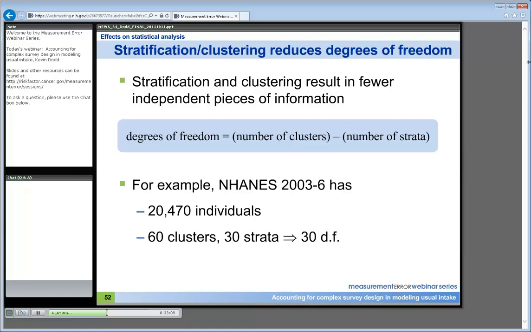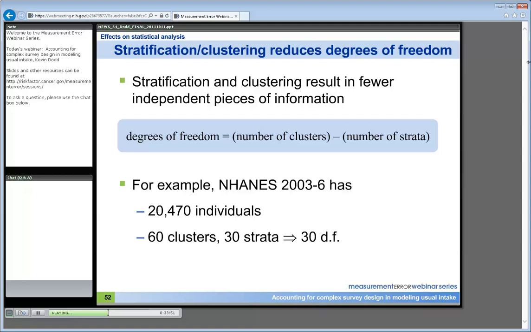The 4-year cycle of the NHANES survey from 2003 to 6 has over 20,000 individuals in it. But when you analyze the NHANES data, you treat it as if it were a stratified cluster sample with 60 clusters, 2 in each of 30 strata. And so now I say that you treat it this way. The actual sampling design of NHANES is kept secret to maintain confidentiality. But this 2-cluster per stratum pseudo design that NCHS, the people that run NHANES, provide, that works very well as an approximation. But in any case, the degrees of freedom that you need to use in NHANES is only 30, which is not anywhere close to this 20,000 that you see on the first sub-bullet here.